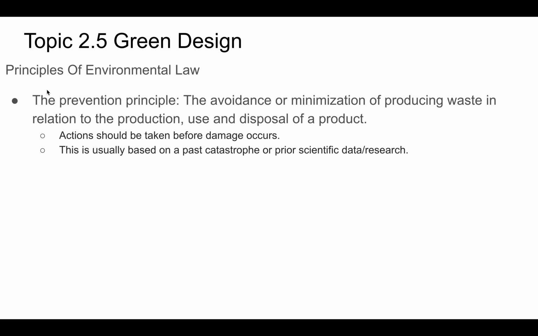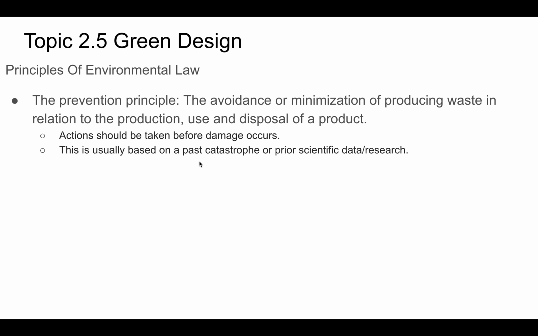Okay, so we're going to look at some principles of environmental law. So we have a couple of principles. We have the prevention principle, okay, and this basically is what it is, right? You're preventing. So you're avoiding or minimizing the production of waste in the production, use, and disposal, right? So all across its life cycle, from the time it's made to the time it's used to the time it's disposed of, okay? And the idea here is that you're taking actions before damage occurs. Okay, so you're preventing damage before it occurs.